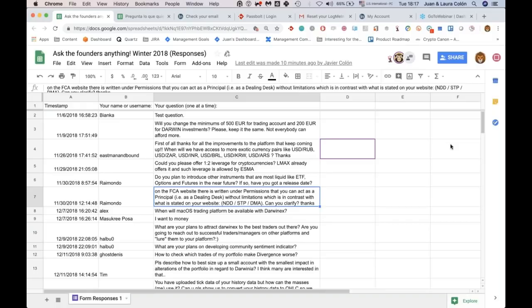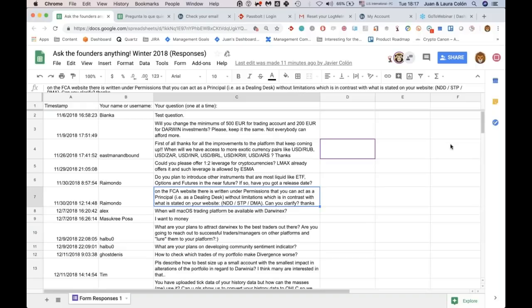Okay. So we had to change our permissions earlier this year in order to provide negative balance protection to retail customers. In fact, the ESMA intervention made us choose between either giving up on our DMA model by guaranteeing negative balance protection, or giving up on our agency-only permission, which is what we had before.